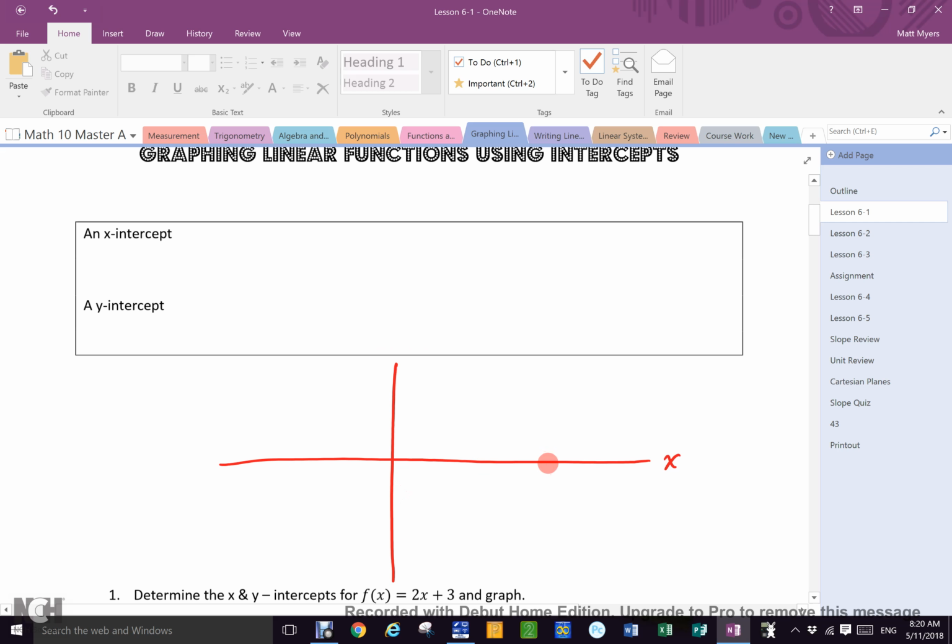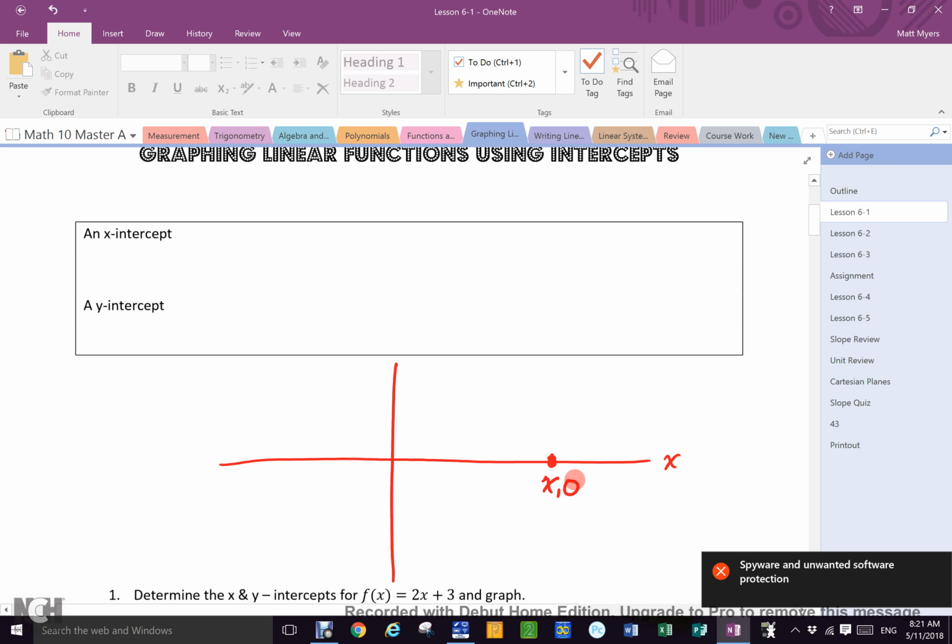Yes. So you know that because it's a point on the plane, it must have an X and a Y value, correct? You do not know the X value there, but do you know the Y value? 0. This point is X, positive or negative X? Positive. This point is X comma 0, isn't it?